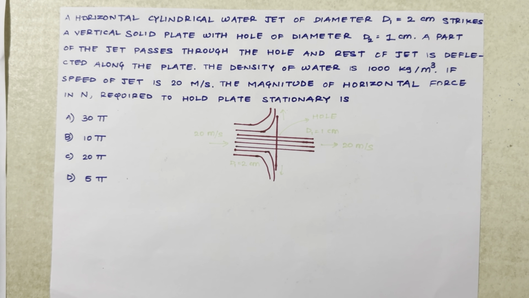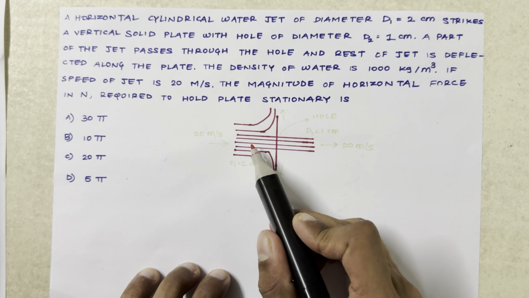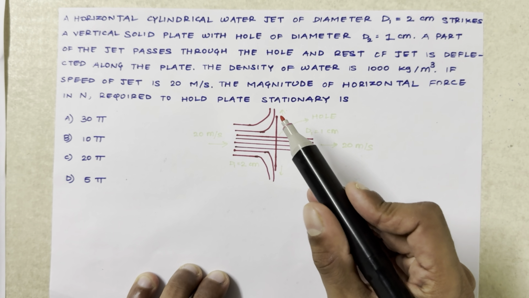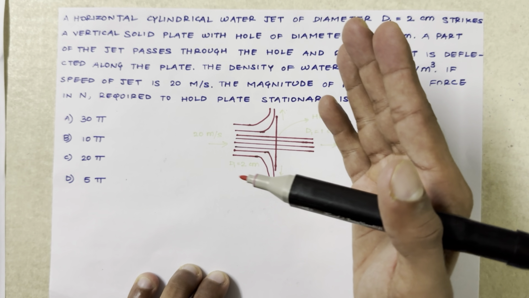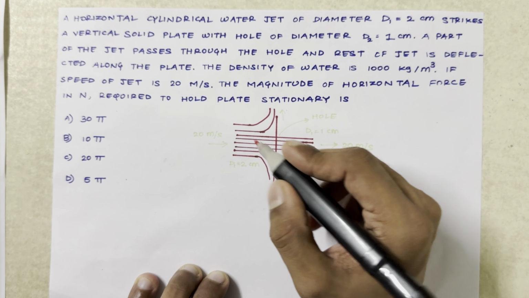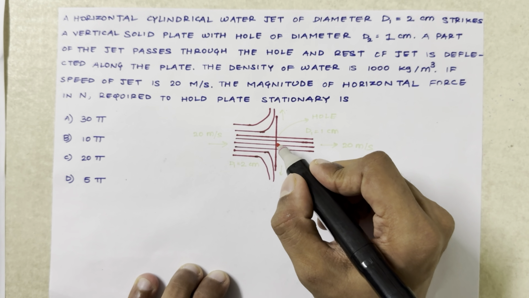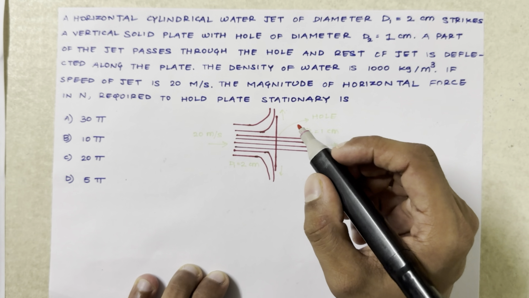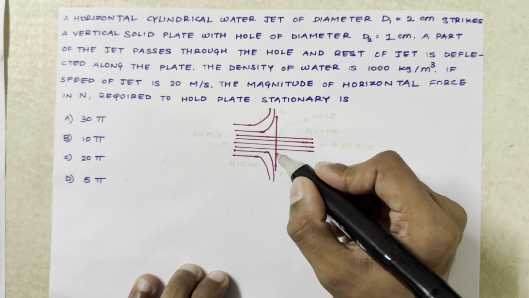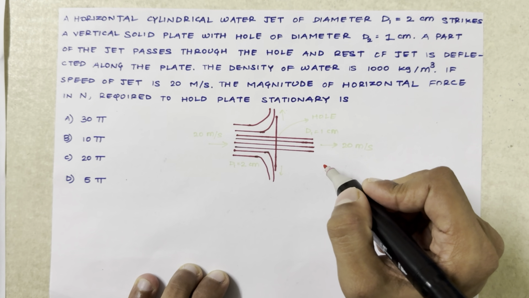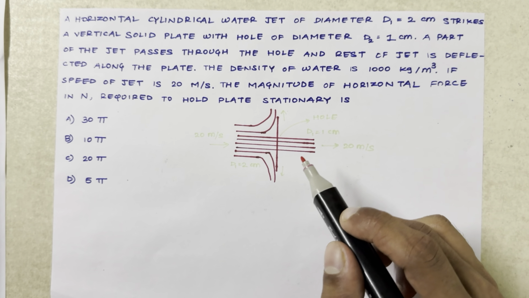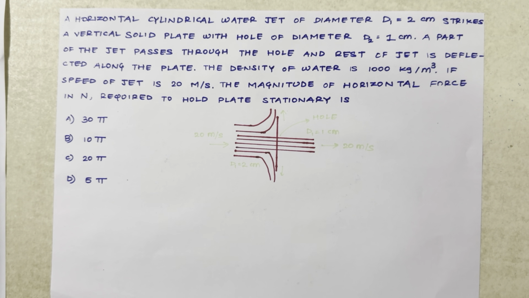So here we have a jet, and this jet is striking a solid board plate which is at rest, and this board plate is perpendicular to the horizontal surface. After it strikes, the stream gets split into two, the upper one and the lower one, and this board plate has a hole of diameter 1 centimeter. The respective velocities of the streams are given here, and we have to find the force required to hold this board plate stationary.